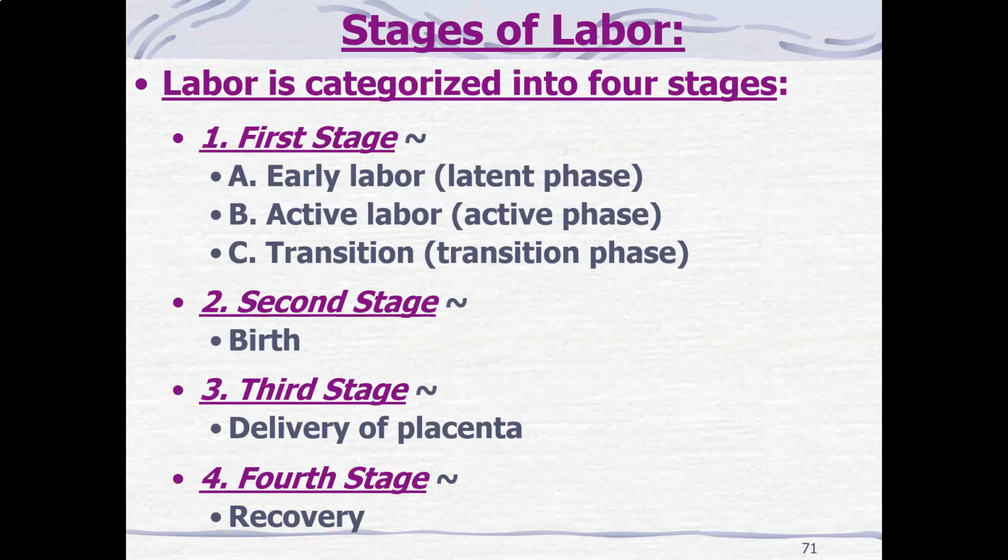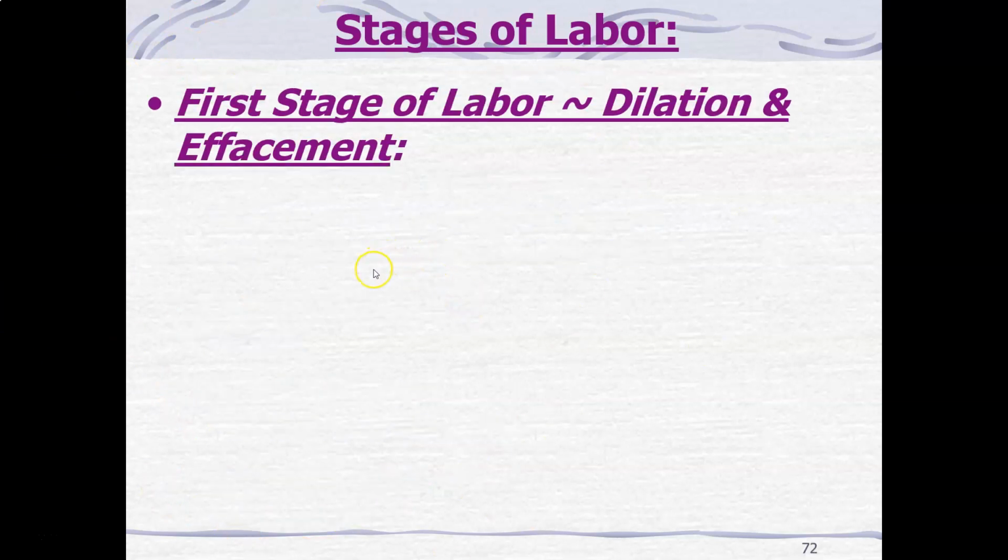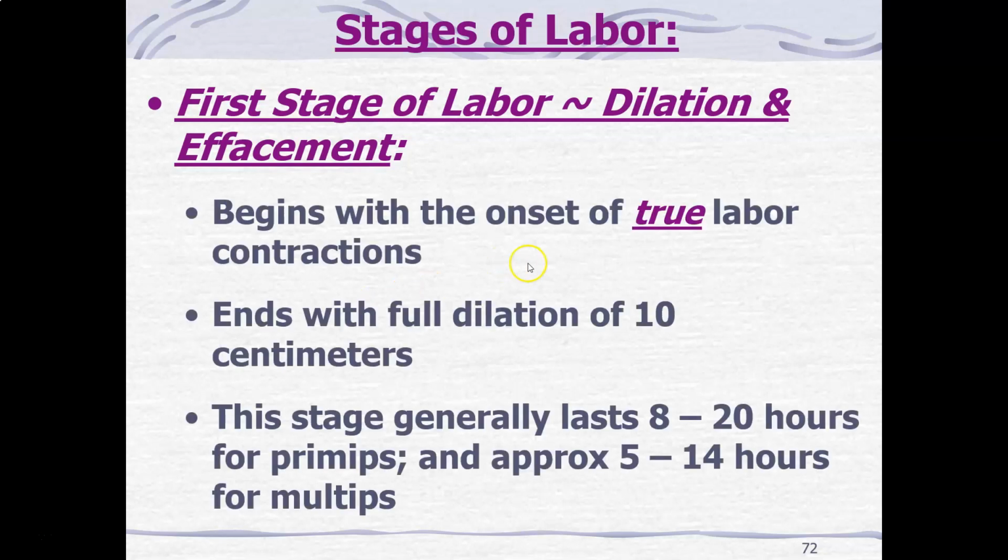These are other things you're just going to have to know. You're going to have to understand this. We're going to break it down a little bit more. The first stage of labor is dilation and effacement. There's a beginning and an end to each of these stages. It begins with the onset of true labor contractions, and it ends with full dilation of 10 centimeters. The stage generally lasts 8 to 20 hours for primips and 5 to 14 hours for multips.